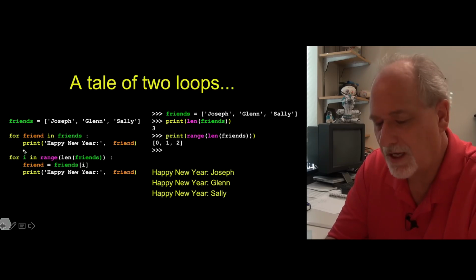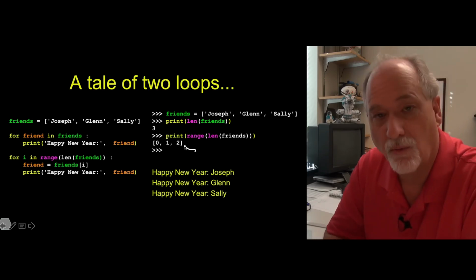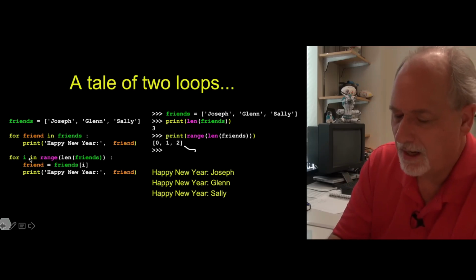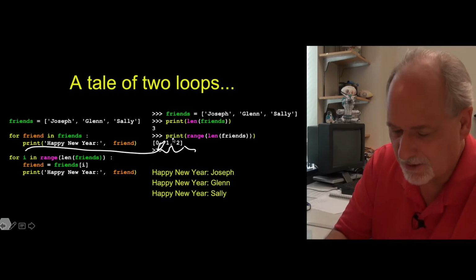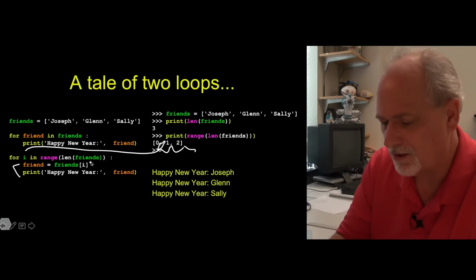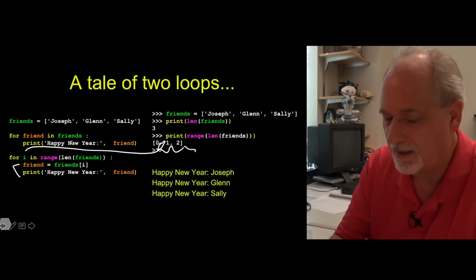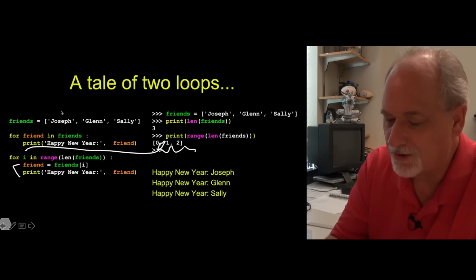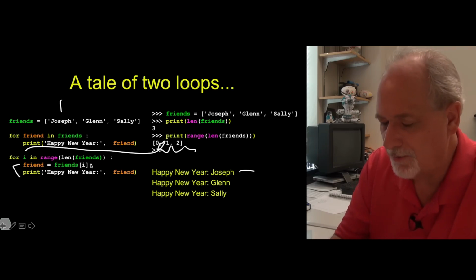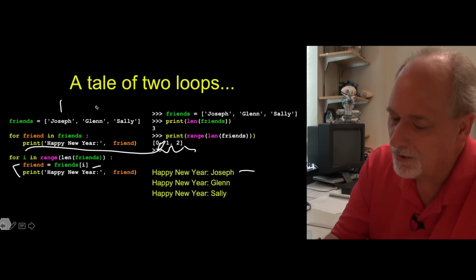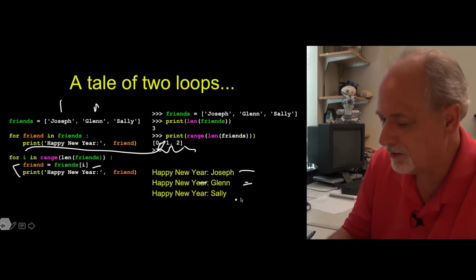And so what we do instead is, instead of looping through the list itself, we do range len friends, which gives us 0, 1, 2. And then i takes on the successive values 0, 1, and then 2. So this loop is going to run 3 times, and i is 0 the first time. And we might even just look up the value inside that sub-0 value, so we get Joseph the first time, so it prints out Happy New Year Joseph, and i becomes 1 now, and so it gives us Glenn, and that prints out, and away you go.